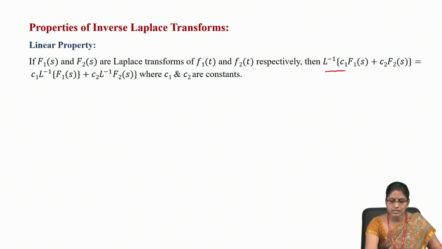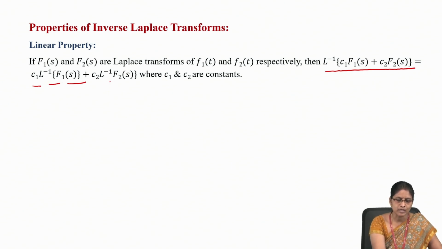That means the inverse Laplace transform of a linear combination of functions is equal to the linear combination of the individual inverse functions. Here the linear combination is c1 F1 of s plus c2 F2 of s. Individual functions are L inverse of F1 of s and L inverse of F2 of s. c1 and c2 are constants.